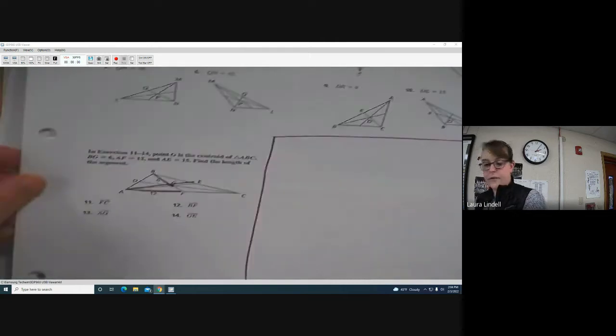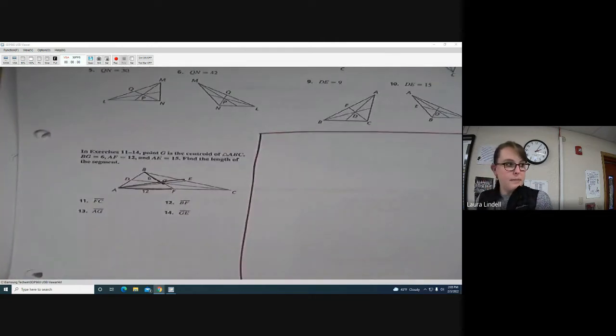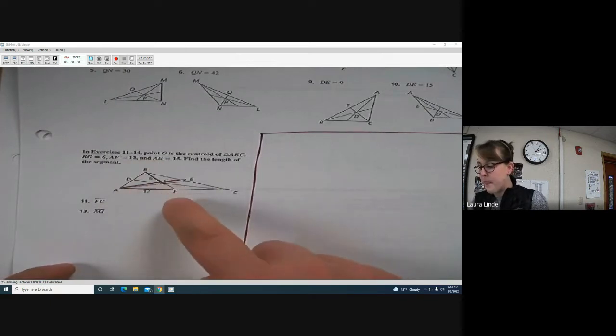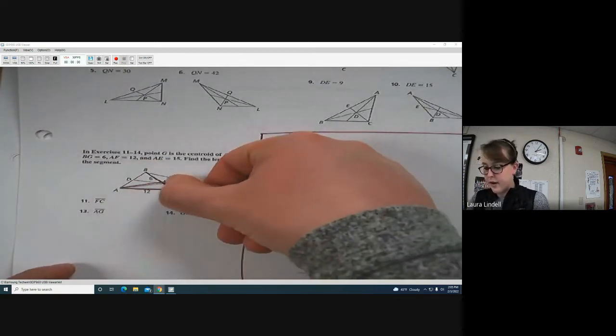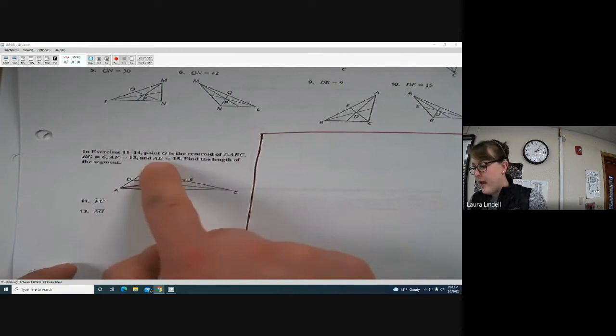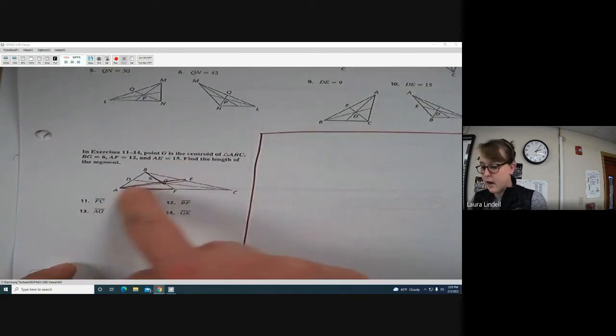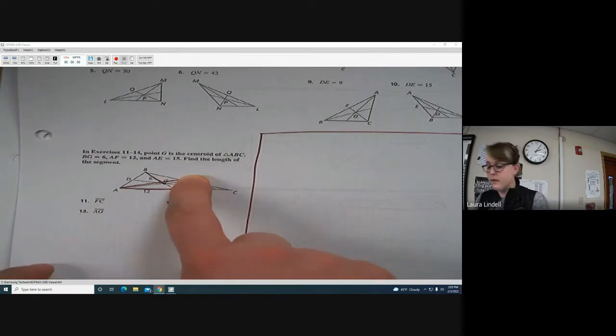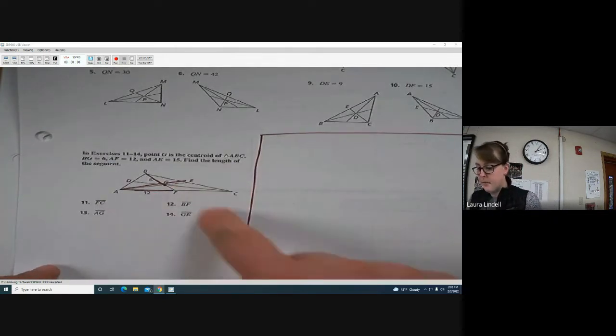Down here in 11 through 14, you're given a couple of measurements, 6 and 12. These are already marked in the picture. You also know that this is the centroid. But notice AE, the other measurement they give you, is not already pre-labeled for you, so you need to mark that one for yourself. And then find the missing measures that are right here.